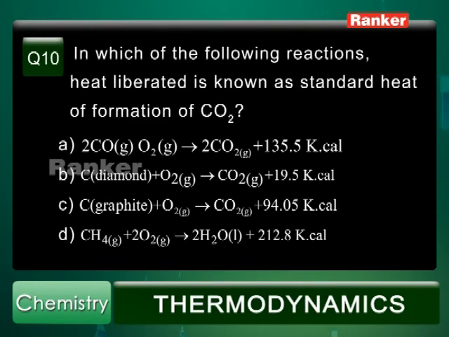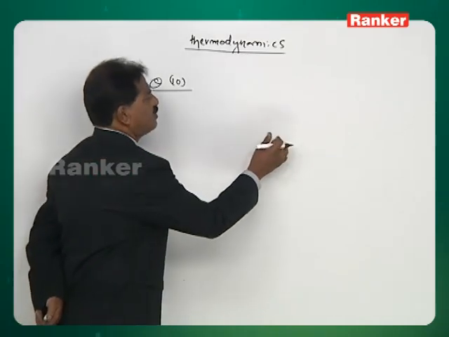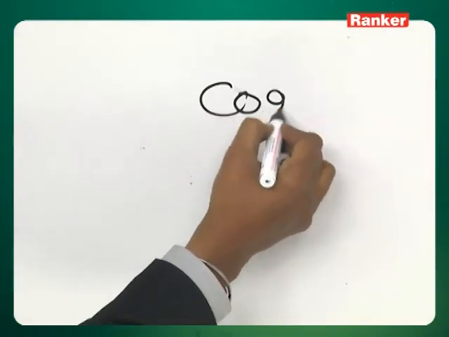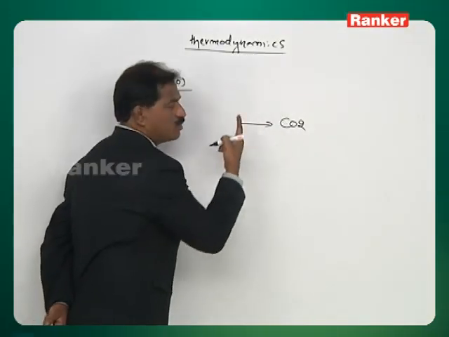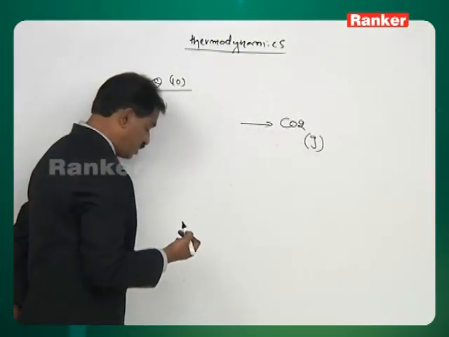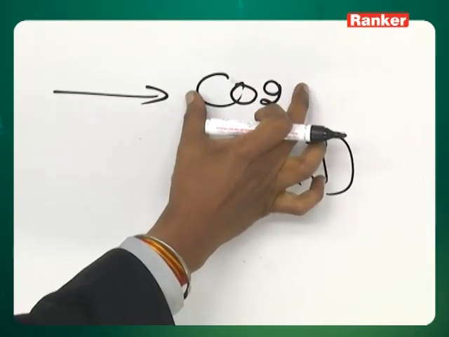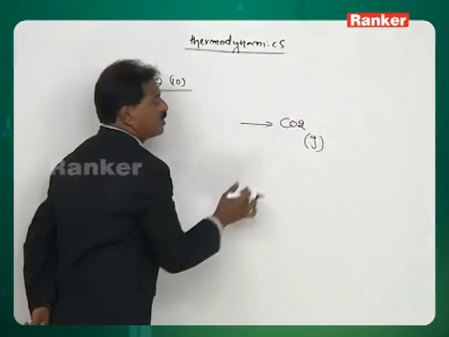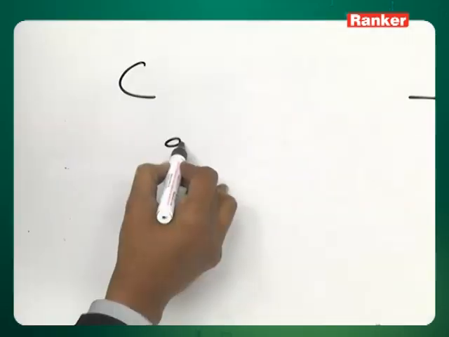Question number 10. In which of the following reactions is the heat liberated known as the standard heat of formation of CO2? For the standard formation reaction, observe the number of moles shown on the product side. On the product side, always 1 mole must be shown. Next, that product should be in its standard state. For the formation of CO2, the number of moles of CO2 on the product side must be 1, and the physical state of CO2 should be gaseous. Next, for the formation of 1 mole of CO2, we need 1 mole of graphite.